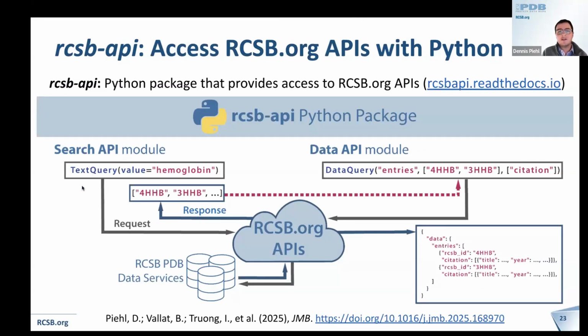The search API module lets you perform any type of search and get back a list of identifiers that match that query. The data API module lets you provide a list of identifiers and specific pieces of information that you want about them and get the data back. While the package currently supports these 2 APIs, we do plan to extend support to the other APIs available at rcsb.org, and that will come with time.